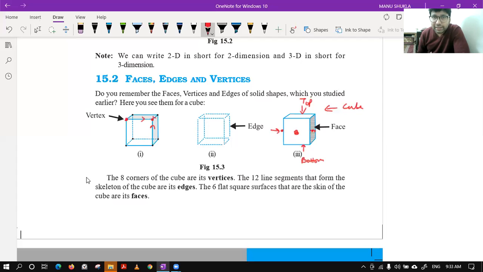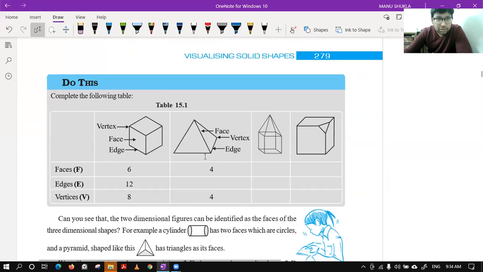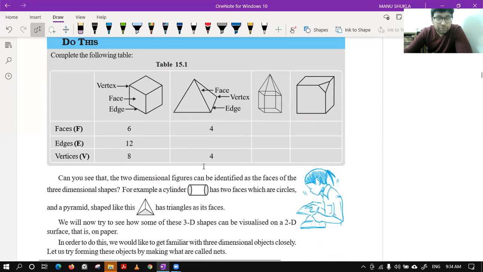Similarly, how do we get an edge? When two faces meet, we get an edge. Fine. Now let's see. The number of edges, this we have done already. Now, let's take an example of finding the number of faces and the number of edges.